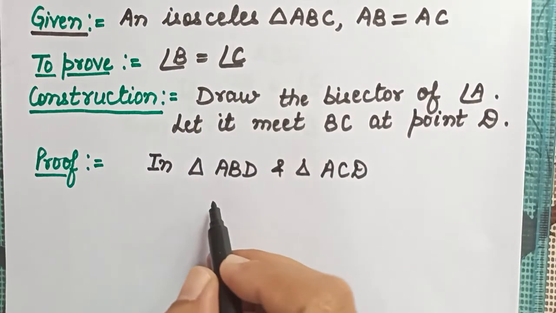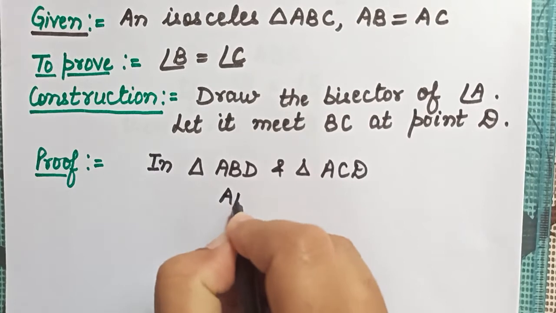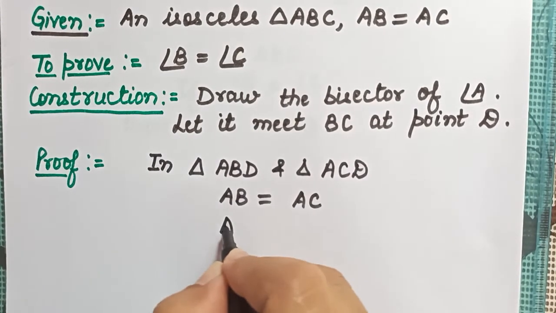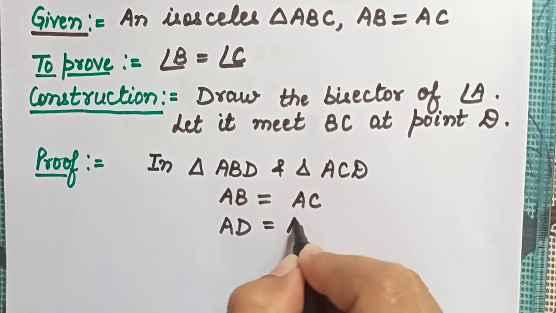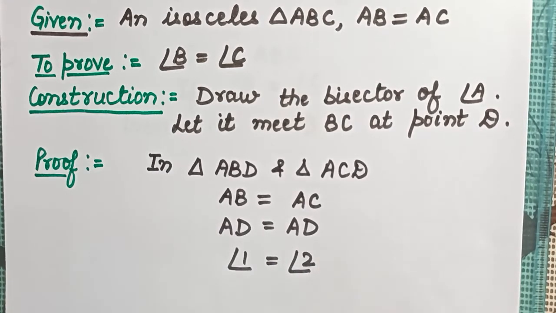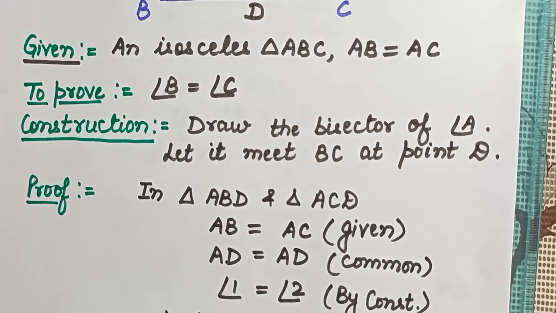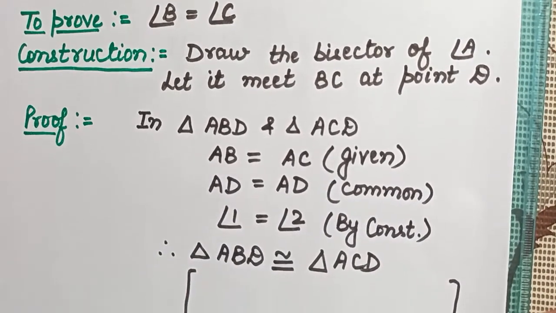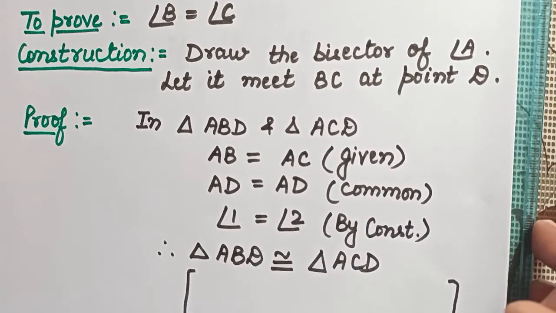So in ABD and ACD, AB is equal to AC, AD is equal to AD, and angle 1 is equal to angle 2. Now write down the reasons for all the steps. So for the first one it is given, for the second this is common side, and then angle 1 equals angle 2 by construction. So we can say that the two triangles are congruent triangles.